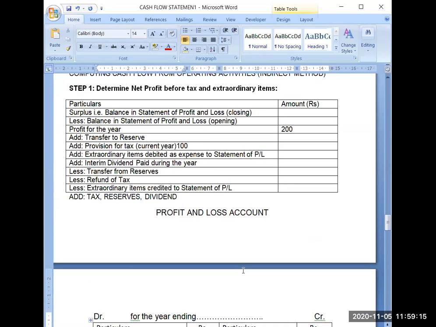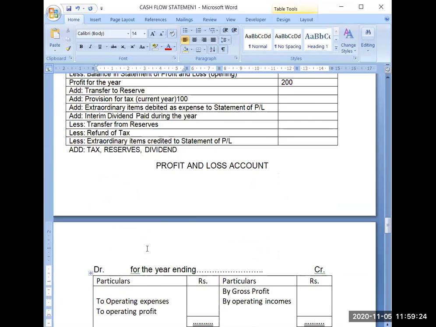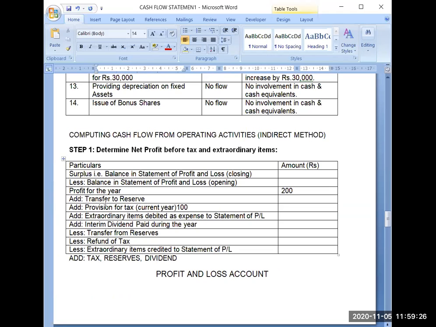Why we are adding, why we are subtracting, what has to be added, what has to be subtracted, that should be clear in your mind logically. I hope these all additions and subtractions are clear to you, why we are adding and why we are subtracting. If still any point is not clear, you can tell me.